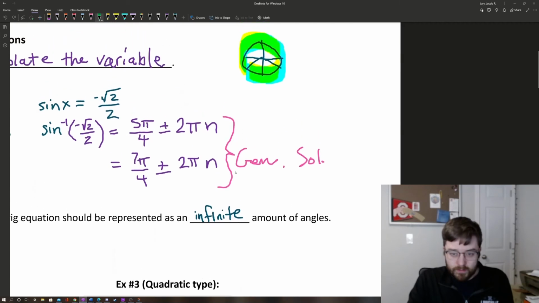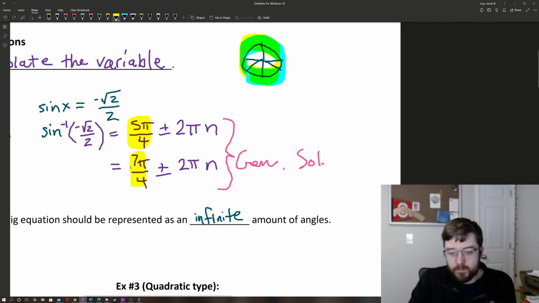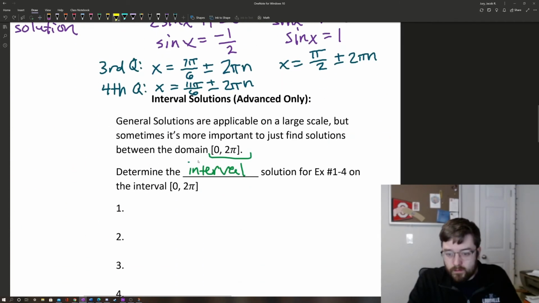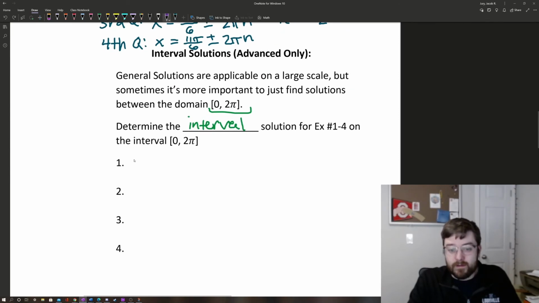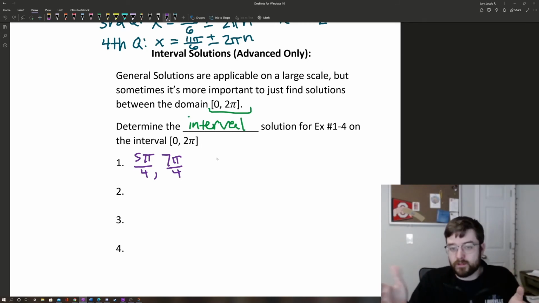So if we're looking at the solution to number 1, we already have these two solutions. It's kind of simple because we already have the general solution. We can use the general solution to generate these interval solutions as well. So if we are looking for the interval solution, then we have a list of angles: 5 pi over 4 and 7 pi over 4. Now I know if I added 2 pi to these two angles, then I would be outside the range of 0 to 2 pi. So those are my solutions for number 1.